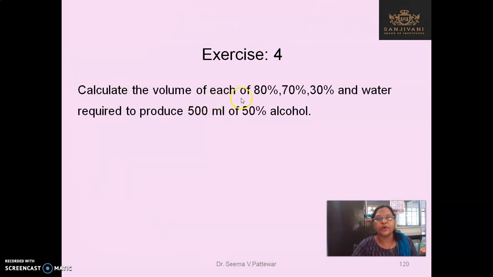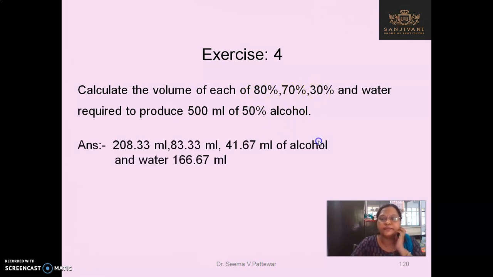Calculate the volume of each of 80%, 70% and 30% water required to produce 500 ml of 50% solution. So see, they have given only three strengths, that is 80, 70 and 30. One should be bigger than the required, and one should be less than the required. So you have to take 30 two times, so that the pairs will be prepared as 80, 30 and 70, 30. Okay.